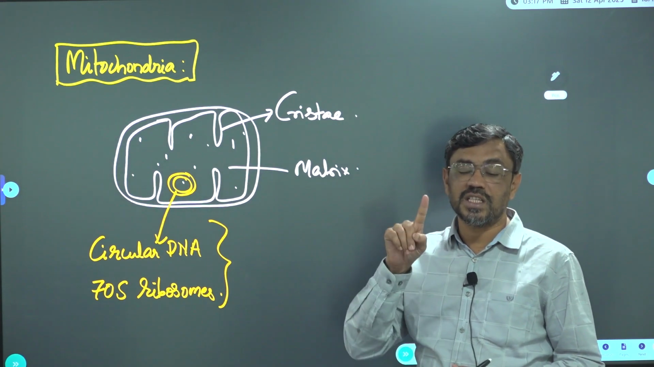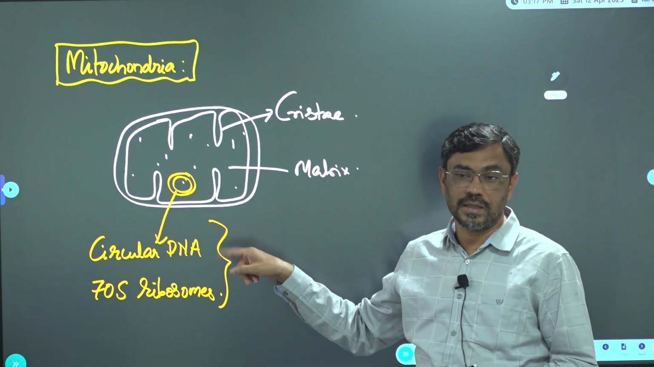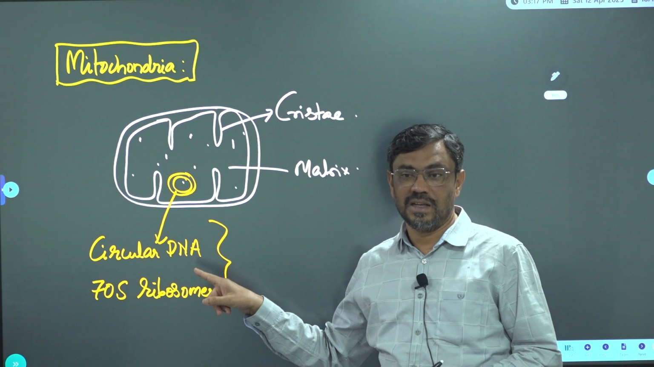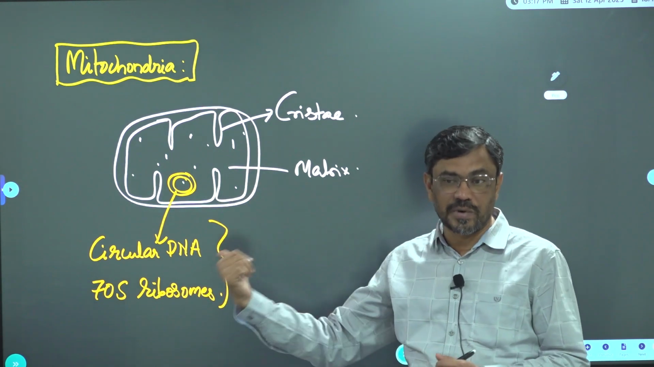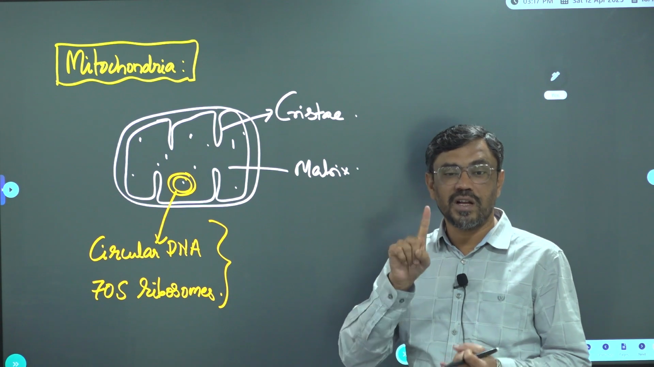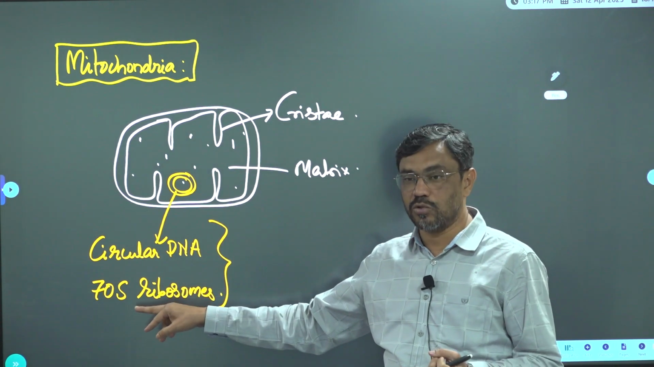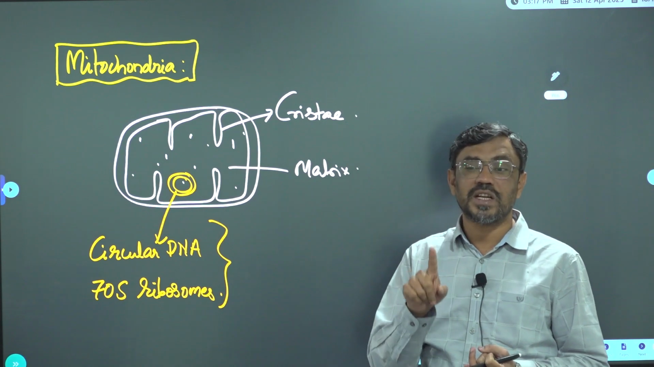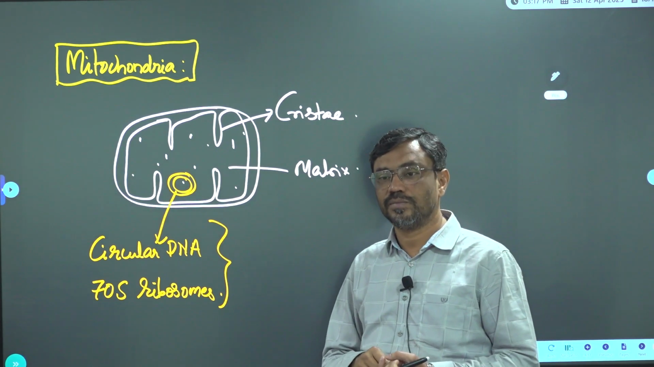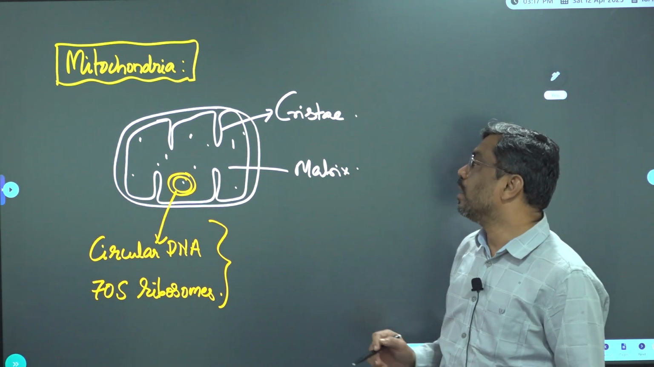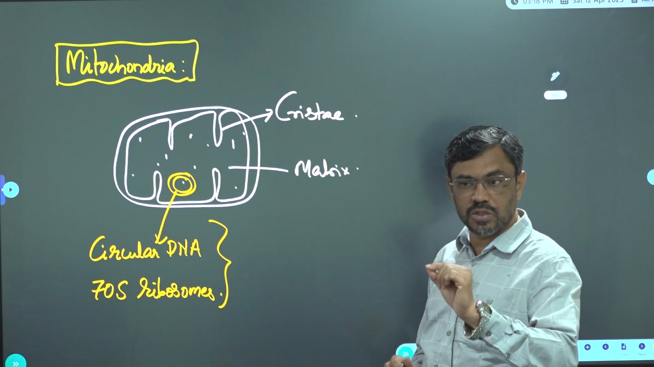70S. 80S is present in eukaryotic cells. This is a cell organelle, not a eukaryotic cell. Inside the eukaryotic cell, there is a cell organelle structure, that is mitochondria. So this mitochondria, chloroplast and prokaryotes, that is bacterial cells, contain 70S ribosomes. 80S ribosomes are present in the eukaryotic cell. You understand the difference. Is it clear? Here, in the mitochondria, a small amount of circular DNA and 70S ribosomes are present.